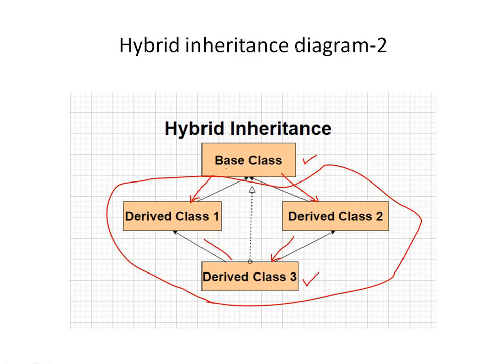Now, if you follow the path from base class to derived class 1, there exists a single inheritance. If you follow the path from base class to derived class 2, there exists single inheritance. And if you consider the path from derived class 1 to derived class 3 and derived class 2 to derived class 3, this is an example of what? Multiple inheritance. So let us implement this diagram syntax.